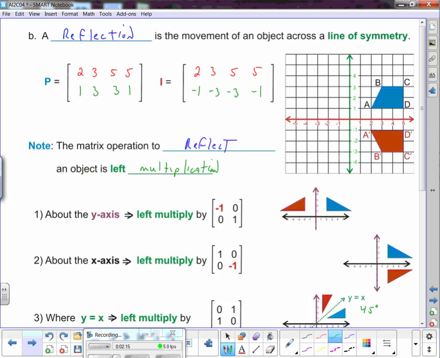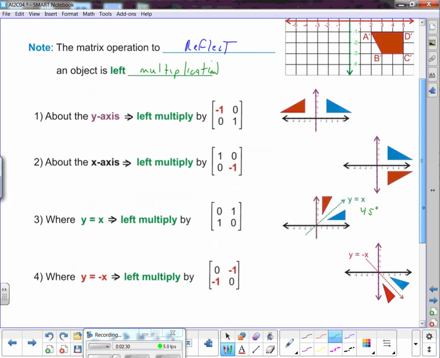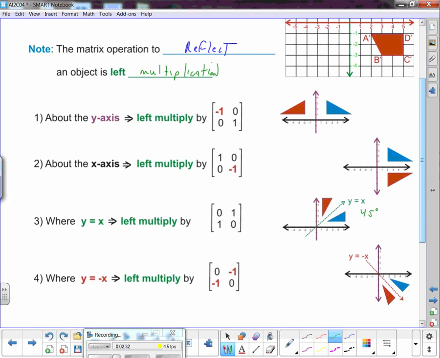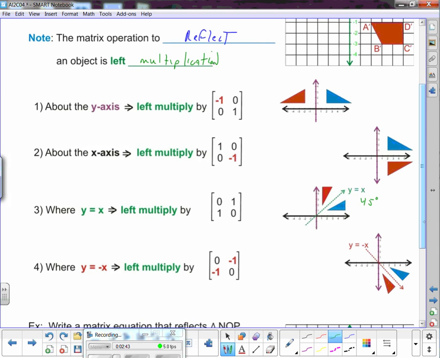Then we talked about reflection. You can be reflected about the x-axis. You can be reflected about the y-axis. You can be reflected about a 45-degree angle, which is x equals y or y equals x. And the way you do it is by matrix multiplication, and specifically left multiplication. Correct? I was going to say right. You've got to go left multiplication, and it matters what you multiply by to make it do that.